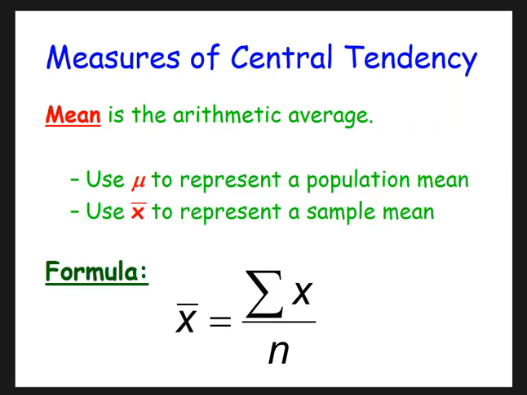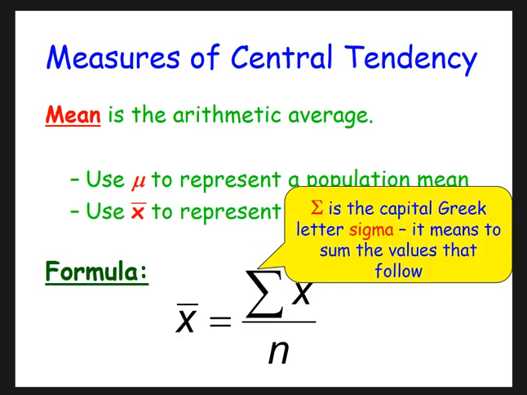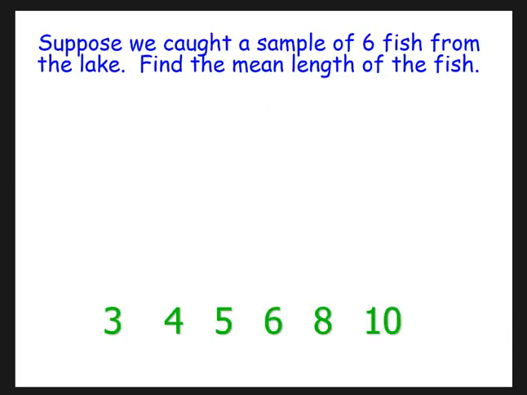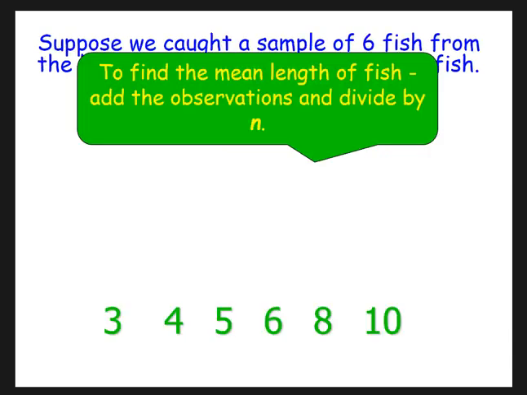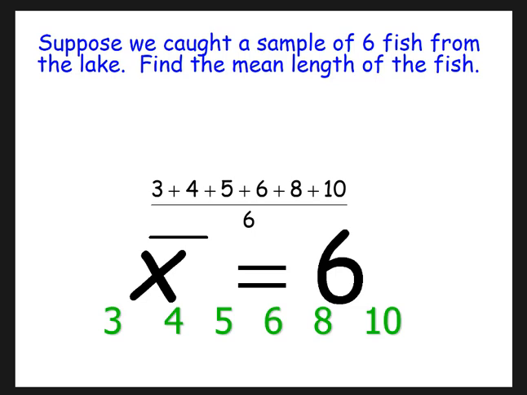Our formula for the mean, this little symbol here means sum. So you add up all the values and divide by n. So let's go to our sample of 6 here to find the mean. We add them all up: 3 plus 4 plus 5 plus 6 plus 8 plus 10. Then we divide by 6 because there's 6 of them. Those add up to 36. 36 divided by 6 is 6.